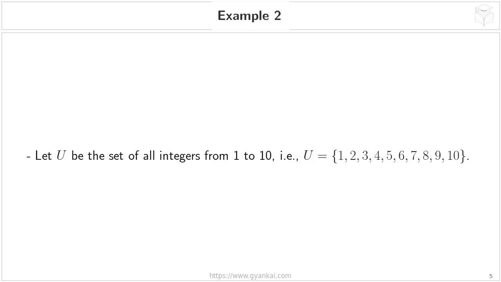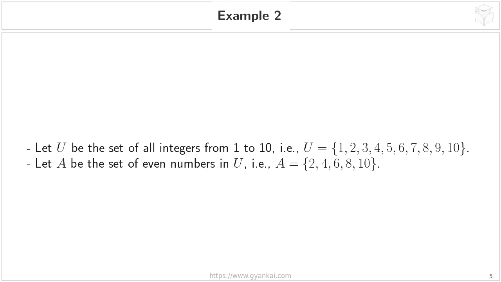Here, we're defining our universal set, which we're denoting as U. It represents all the integers, that is, whole numbers from 1 to 10. So, U is equal to the set containing 1, 2, 3, 4, 5, 6, 7, 8, 9, and 10. Remember, the universal set is everything we're considering in this particular problem.